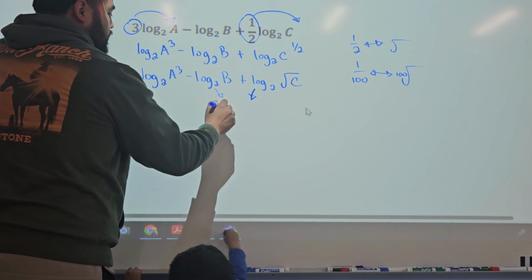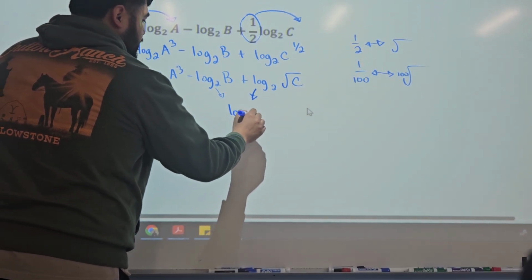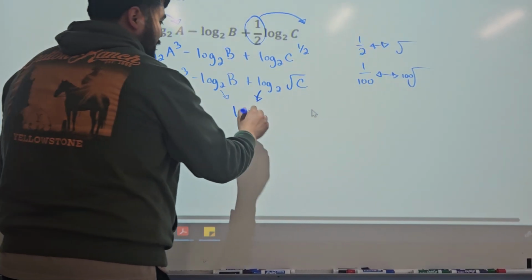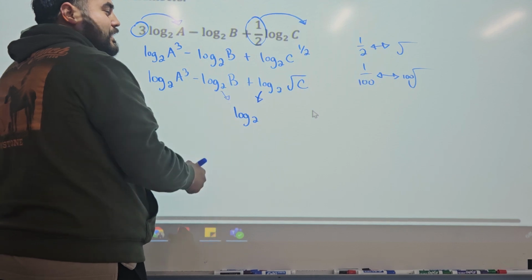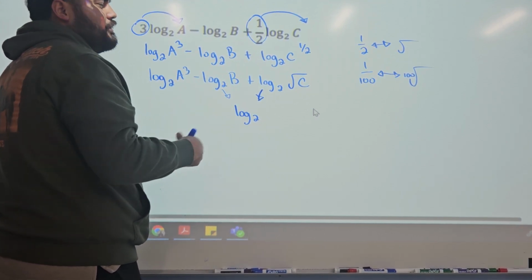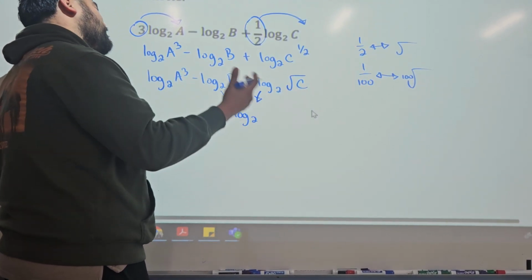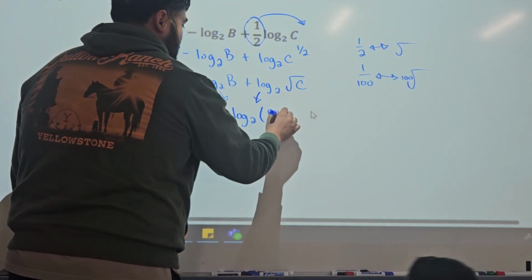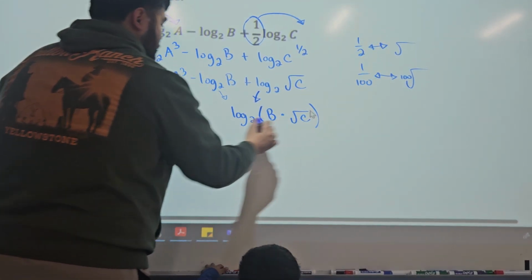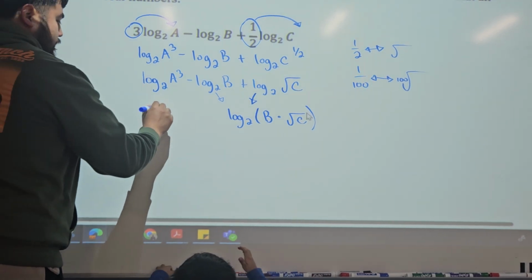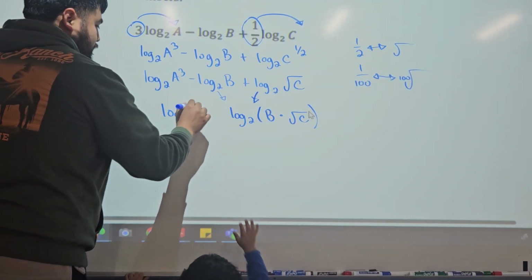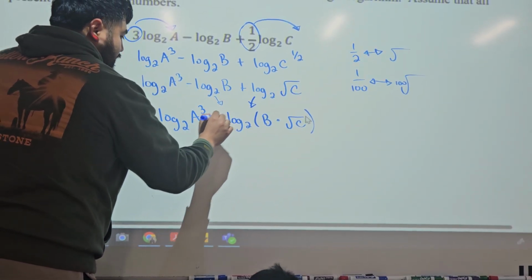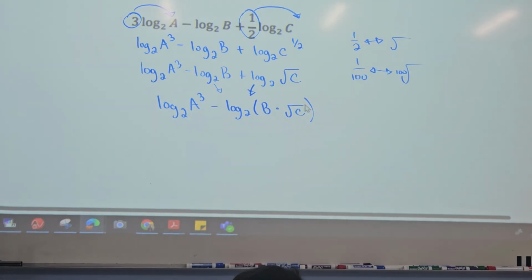So these two logs just turn into one. If you're adding, you have to remember you're multiplying. If I'm multiplying, you have to remember that you're adding. But at this point, I'm sure you guys know that. So b times square root of c. I didn't mess with it. Again, copy it. That's why a lot of kids don't like the logs, because it's a lot of rewriting.